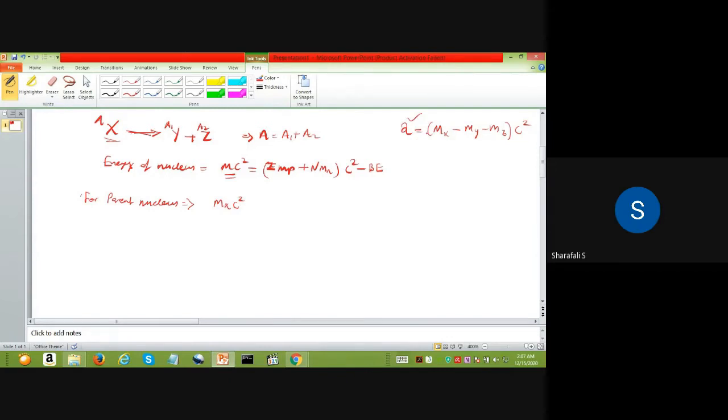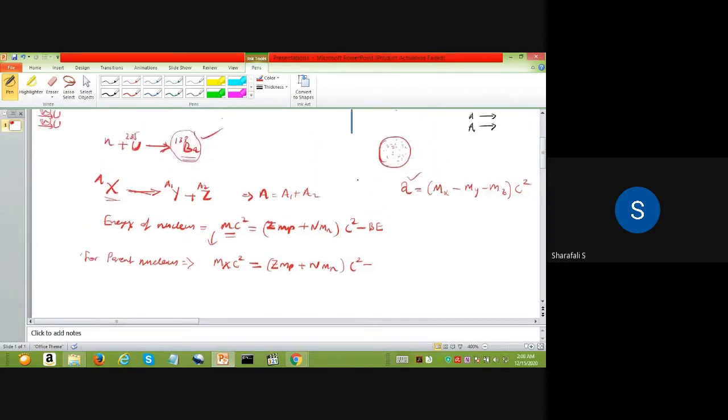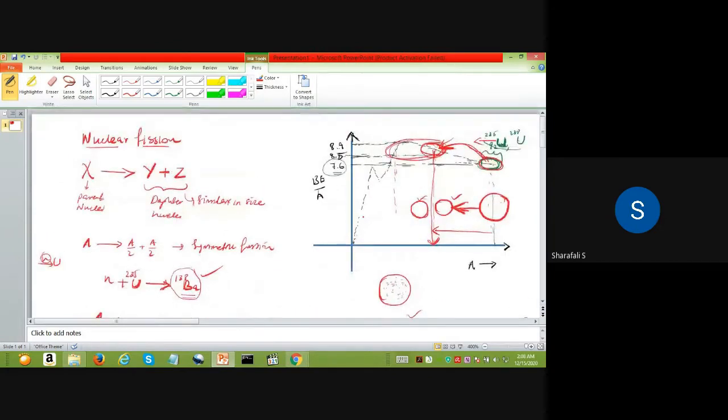Okay, that is the fission reaction. Let's consider the energy of the parent nucleus, that will be m_X c square, where m_X is the mass of the parent nucleus. This will be equal to Z m_p plus N m_n, the protons and neutrons associated with that parent nucleus, times c square, minus the binding energy for the parent nucleus. The parent nucleus X is the heavy nucleus that we are considering, those uranium type nuclei, which are very large in size, and their mass number will be larger.